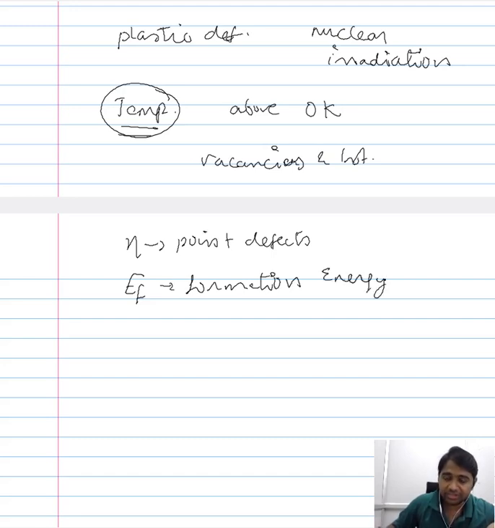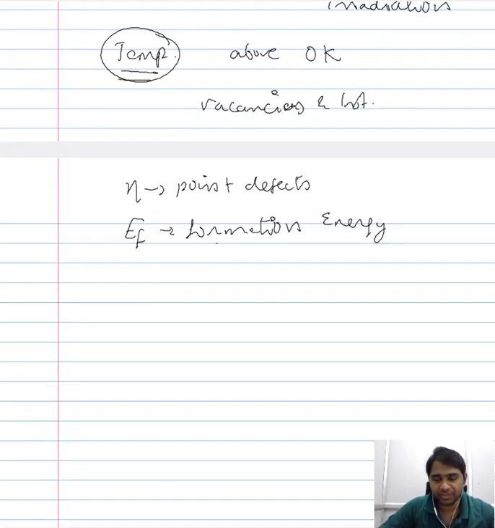Formation energy, or the energy required for the formation of this point defect. Now as of now, we don't want to distinguish the point defects into vacancies and interstitial atoms. We will do that subsequently in a few minutes, but for this discussion, let us consider point defects as a whole. Let us assume there are n point defects, and the energy required for formation of these point defects will be EF.